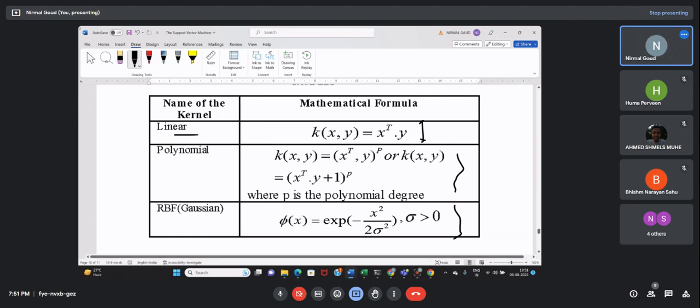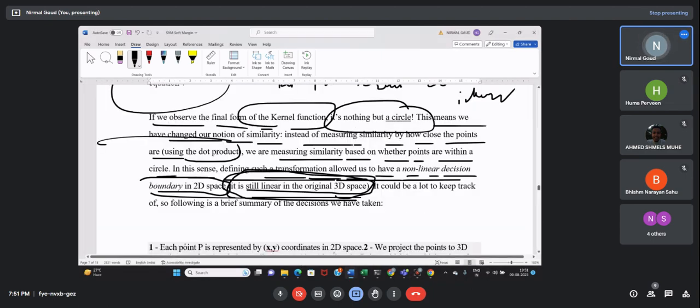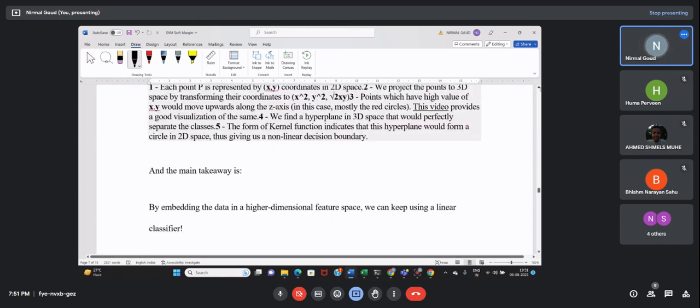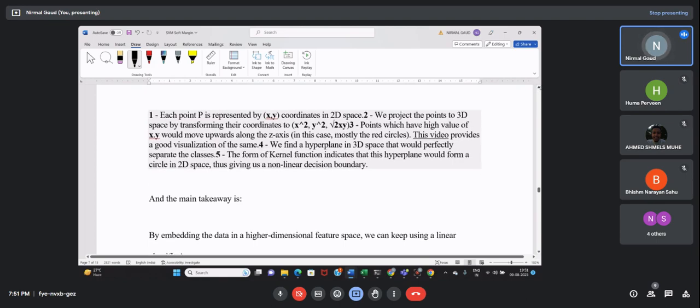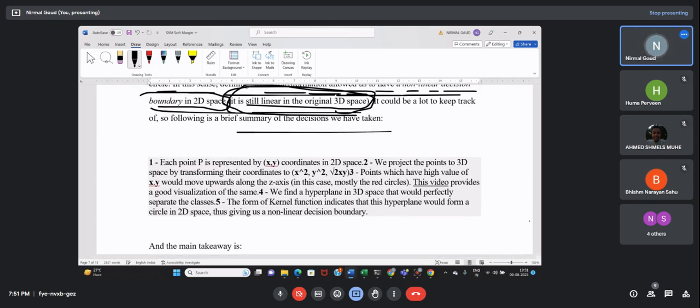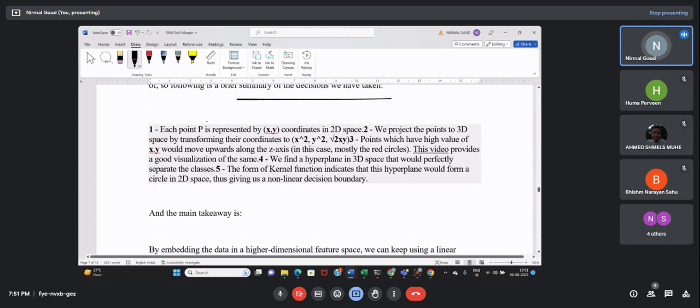Then you have to check the accuracy, because it's difficult for us to know how the data has been present. All right, so these things will come up when we do the practicals, and it will help us in learning and understanding. So what is the next thing? Brief summary. Let us suppose we have each point as an xy coordinate present in a 2D plane. We project the points onto the 3D plane, and here is the transformation function: x square, y square, root 2 xy.